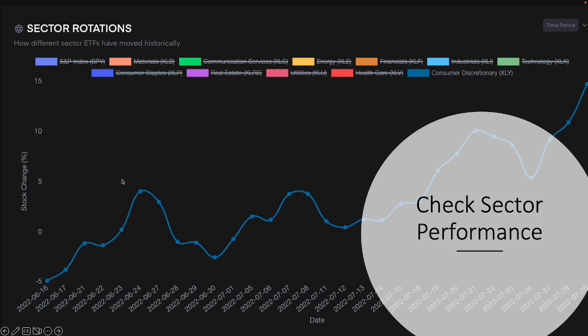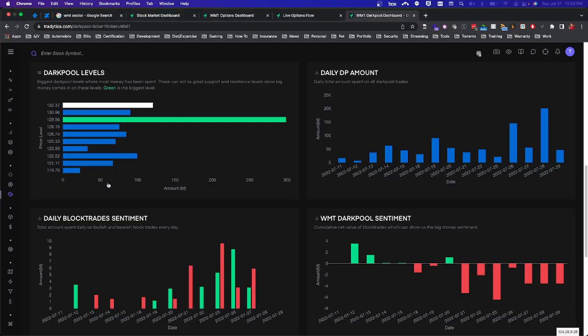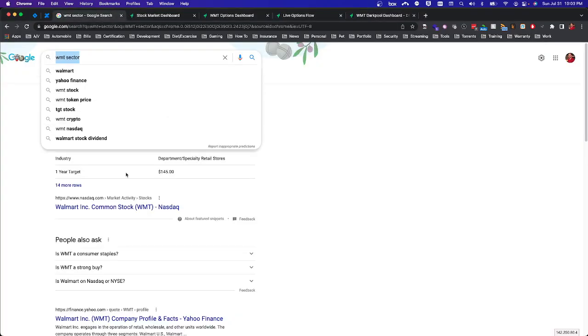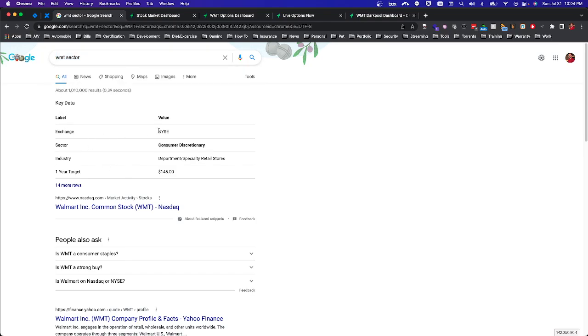So, outside of that, I also will want to look at sector performance. Now, there's two ways to do this. We can go into TradingView, and so for instance, Walmart, if you don't know its sector, you can Google it. Ticker sector shows us that it's part of consumer discretionary.